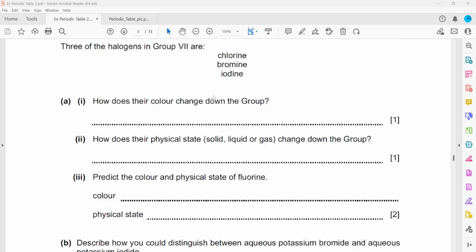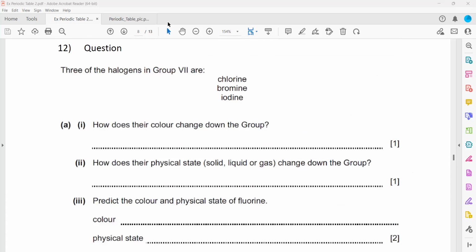In question 12, part A, 3 halogens in group 7 are chlorine, bromine, and iodine. How does the color change as we go down the group? As we go down, what happens to the color? It becomes darker. It's not lighter, it should be darker. Why? Because chlorine is yellowish green, bromine is red brown, and iodine is black or purple. So it gets darker.